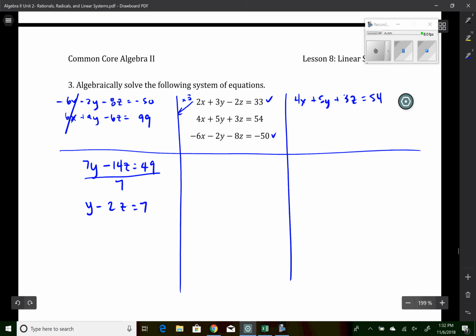And I'm going to multiply the first equation again, but this time I'm going to multiply it by negative 2. So that's going to give me negative 4x, which we want, so they cancel. That's going to give me negative 6y. And that's going to give me a positive 4z. Is all equal to negative 66. X's cancel. I'm left with negative y plus 7z is equal to negative 12.